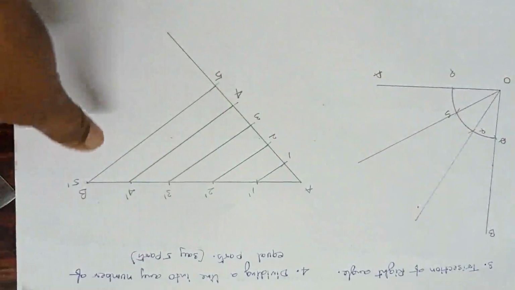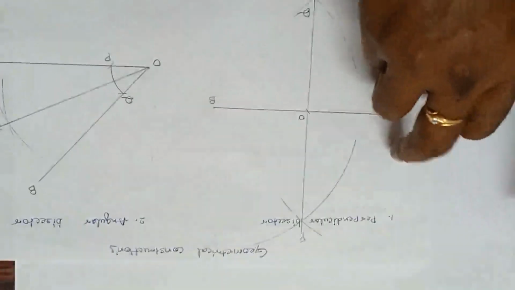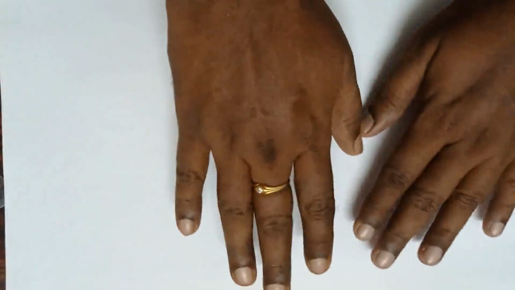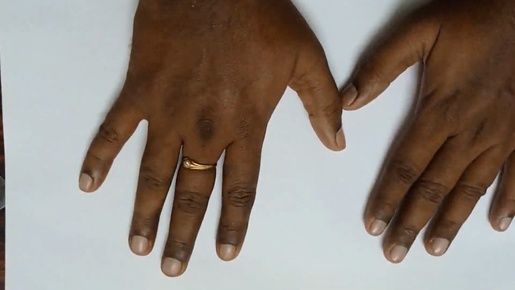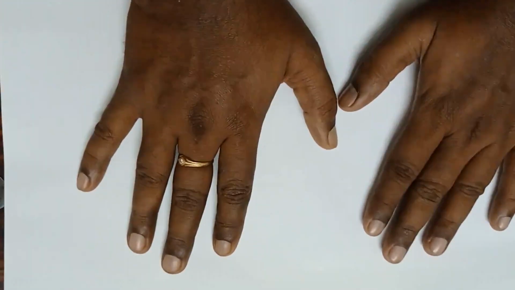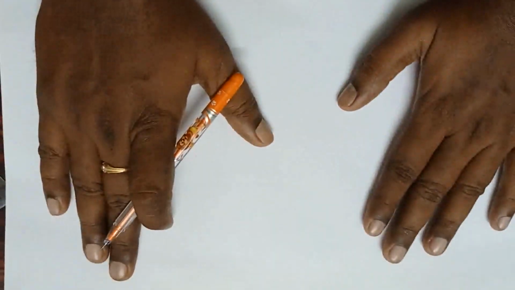Come to the next one. How to draw a triangle? You know. How to draw a square? You know. Done. I'll leave that one because you know how to draw a triangle, a rectangle, a square. Let us come to how to draw a pentagon. That comes under geometrical constructions.